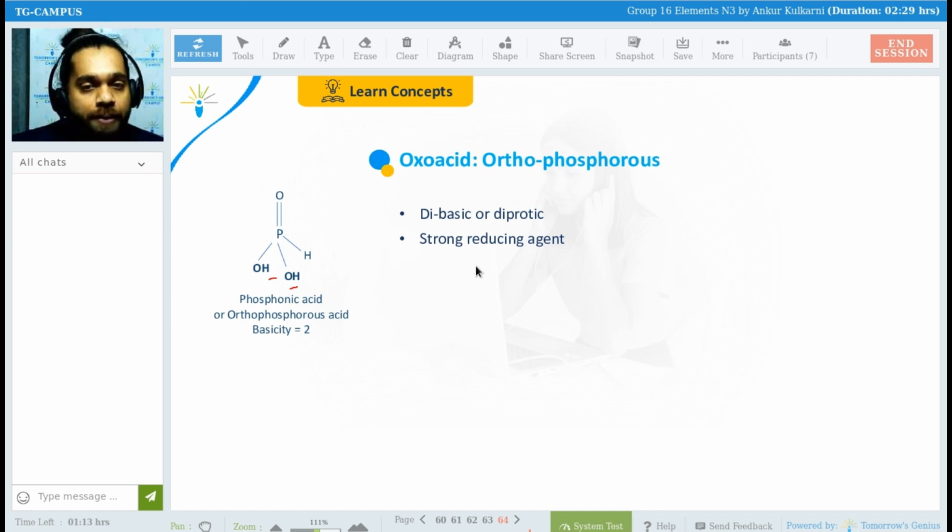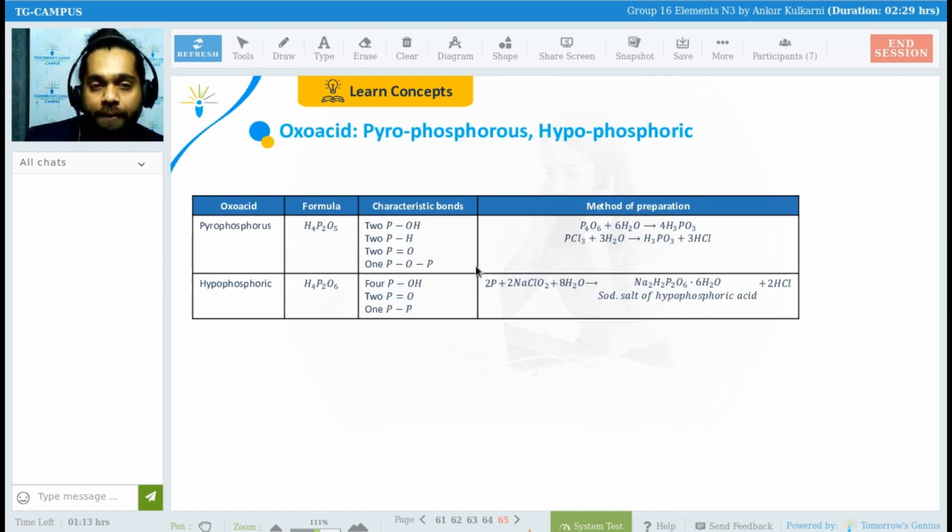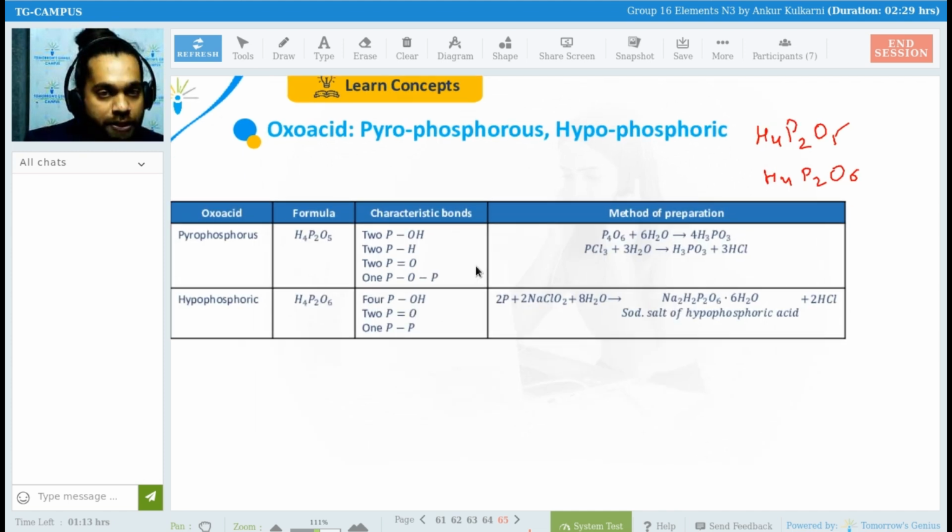Now these are again a little bit important. Your P2 type of molecules. Next is your H4P2O5 and H4P2O6. Little bit different. What is the difference between them? Look over here. Remember, the one with less oxygen, H4P2O5, will form a POP bond. The one with more oxygen will form a PP bond.